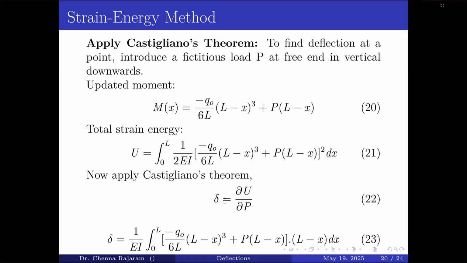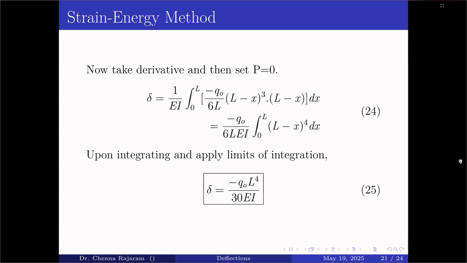Now apply the Castigliano theorem, that is delta is equal to partial U divided by partial P. So delta is equal to 1 divided by EI into integral of 0 to L of the entire U term, and we are differentiating with respect to P. Remember that the differentiation we are considering is partial differentiation. Now we take the derivative of the above equation and set P equal to 0.